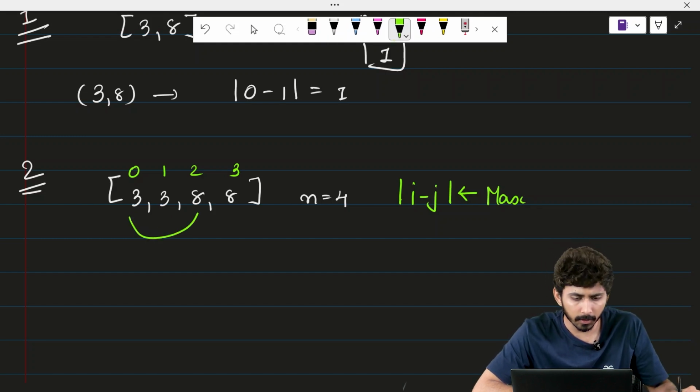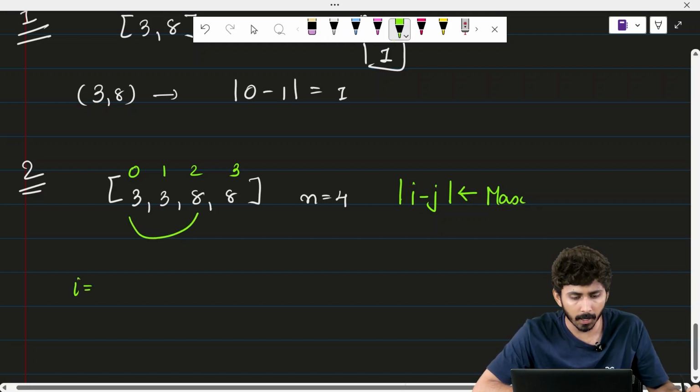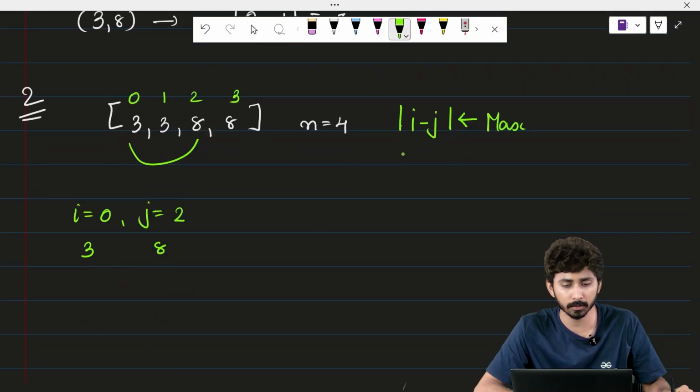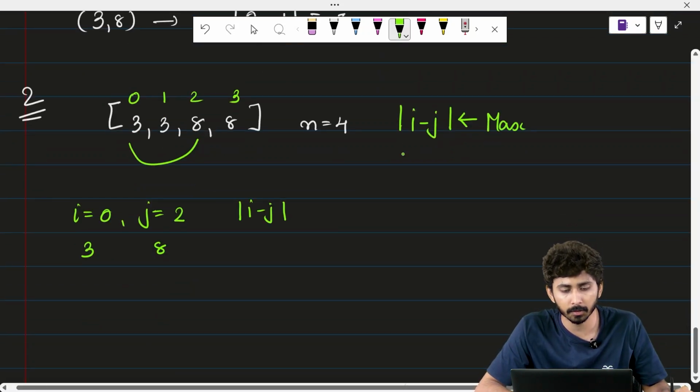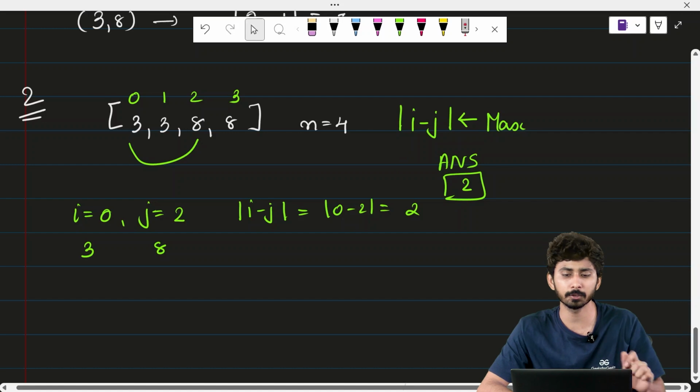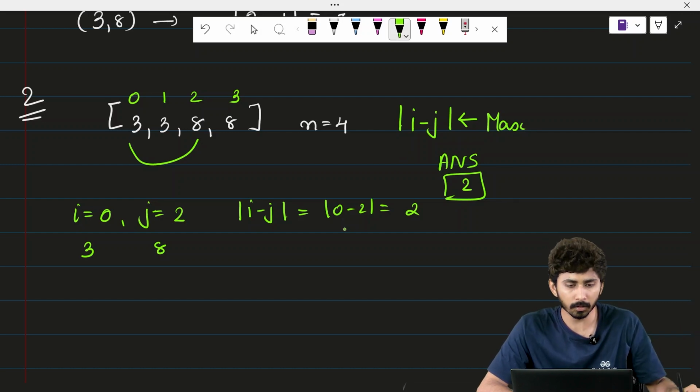Can I say 3 and 8? Here i equals 0, and the other index is 2. The element is 3, and the other element is 8. 3 and 8 are co-prime of each other, yes. What is the value of i minus j in this scenario? It is 0 minus 2, which is equivalent to 2. Now the answer becomes 2 in this scenario. Initially, let's take it as minus 1. Now update it to be 2.